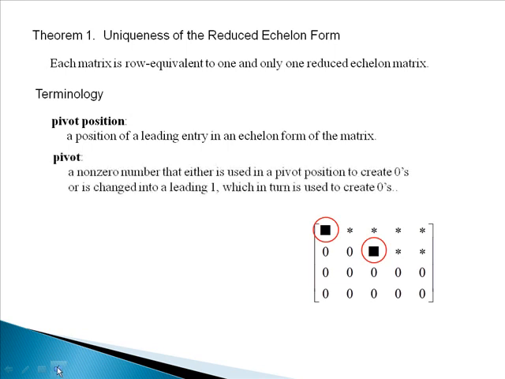A pivot is a non-zero number that either is used in a pivot position to create zeros or is changed into a leading 1, which then in turn is used to create zeros. And then the pivot column is a column that contains a pivot position. So in this case our pivot columns would be column 1 and column 3.